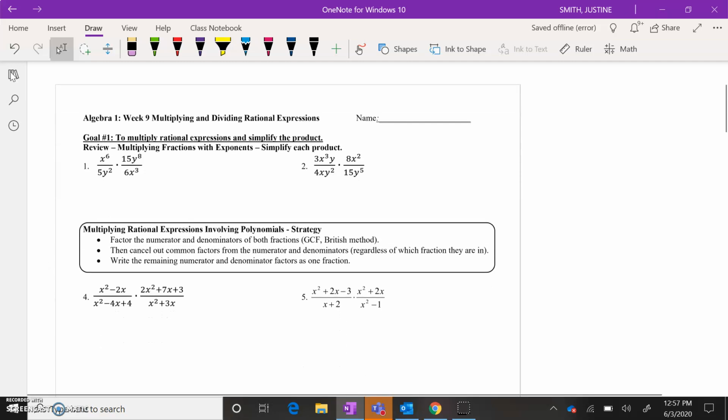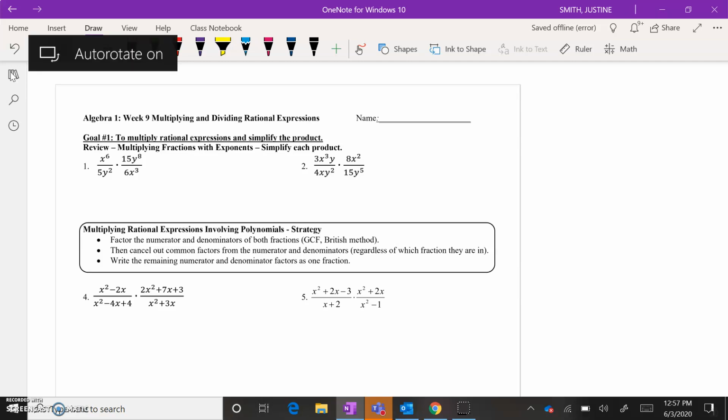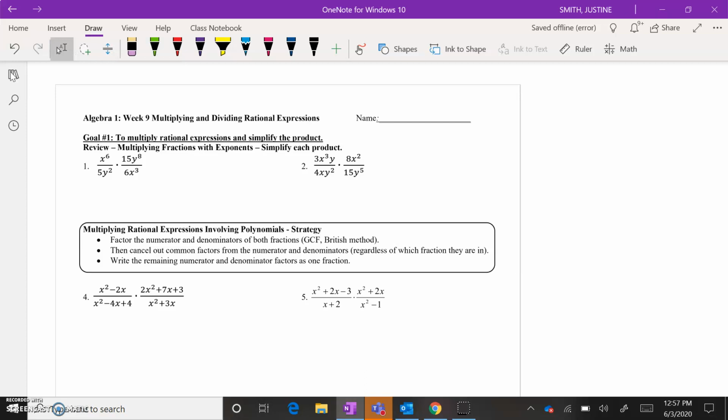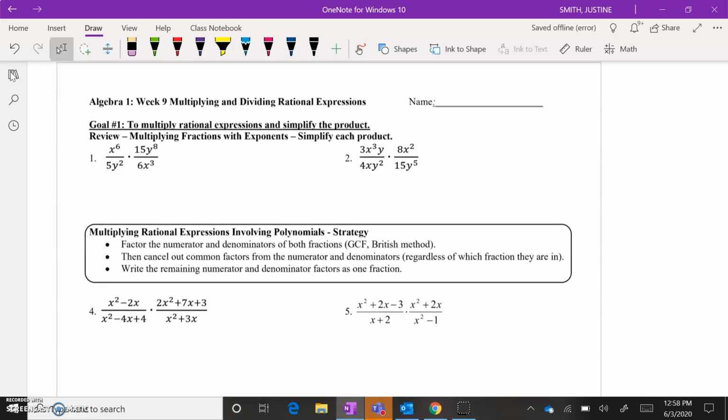So there you go. All right, so what we're looking at for this last week is multiplying and dividing rational expressions. Last week, remember, we simplified rational expressions. This week, we're multiplying and dividing them. So you need to make sure that you're remembering your exponent rules because you're going to be using some of this. So we're going to do a quick review with your exponent rules.